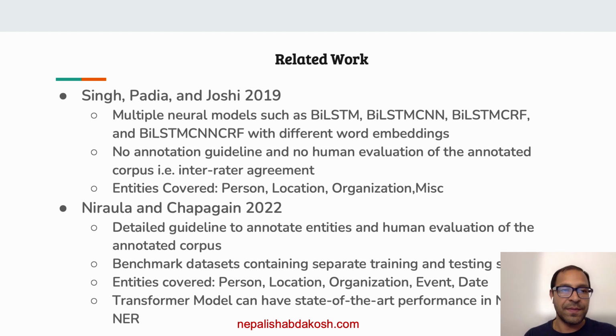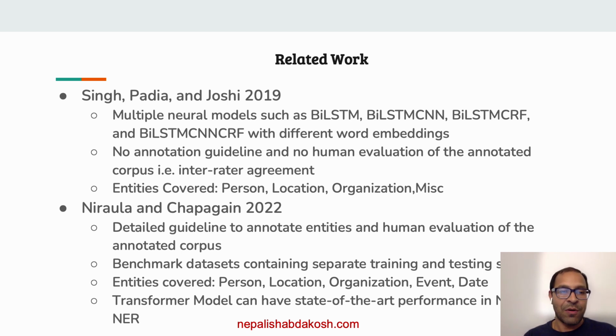And similarly, recently in 2019, Singh, Padia, and Joshi created a NER model based on bi-LSTM with word embeddings. It's a good work, but it does not have annotation guidelines. Any human evaluations are not provided. And there are only a few entities covered, like person, location, organization, and miscellaneous.